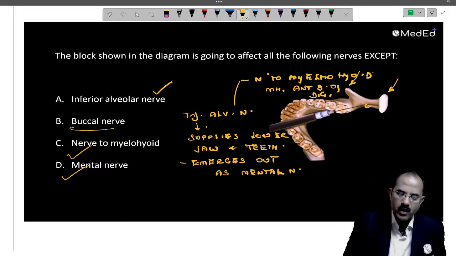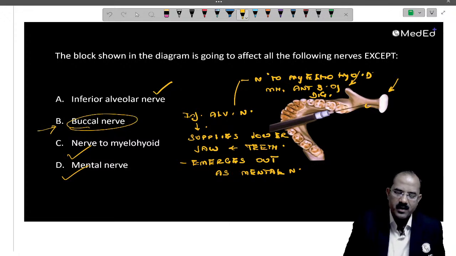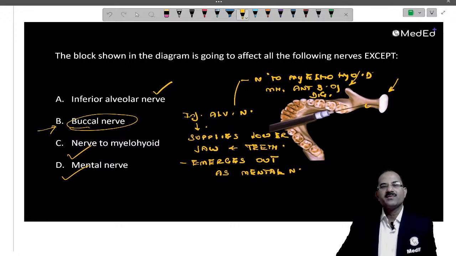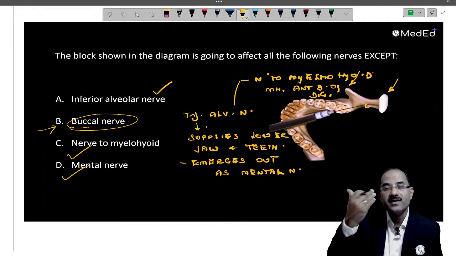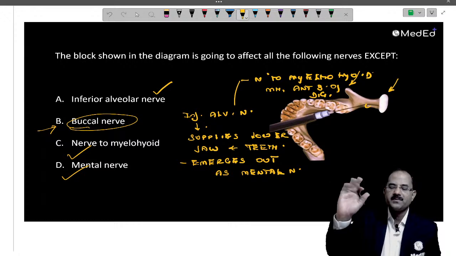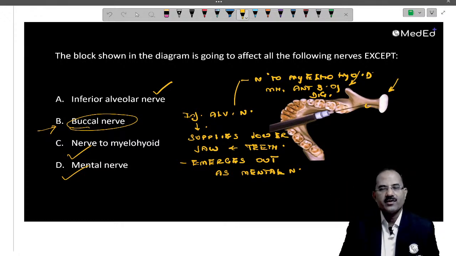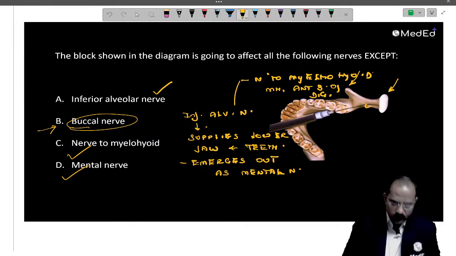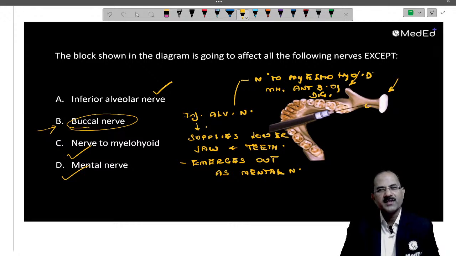So what would not be affected is the buccal nerve. The buccal nerve arises from the anterior division of the mandibular nerve. The buccal nerve is a branch of the anterior division of the mandibular. Perfect. The answer is buccal nerve for this. Perfect, children, perfect.